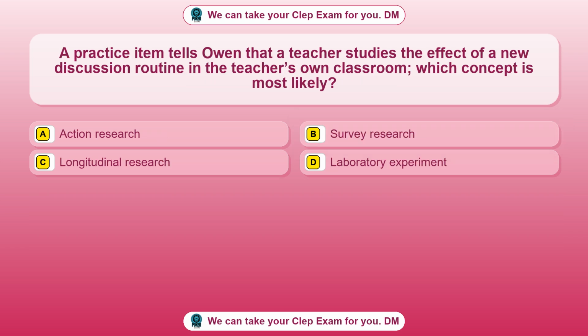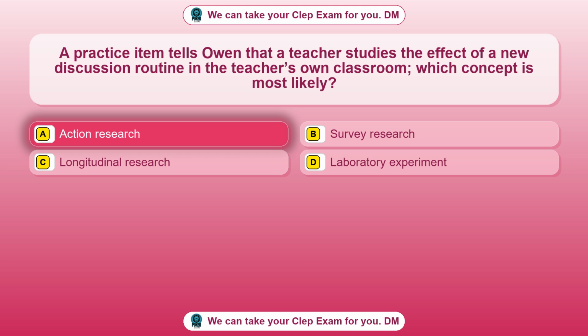Question 99. A practice item tells Owen that a teacher studies the effect of a new discussion routine in the teacher's own classroom. Which concept is most likely? Option A, action research. Option B, survey research. Option C, longitudinal research. Option D, laboratory experiment. The correct answer is option A, action research.